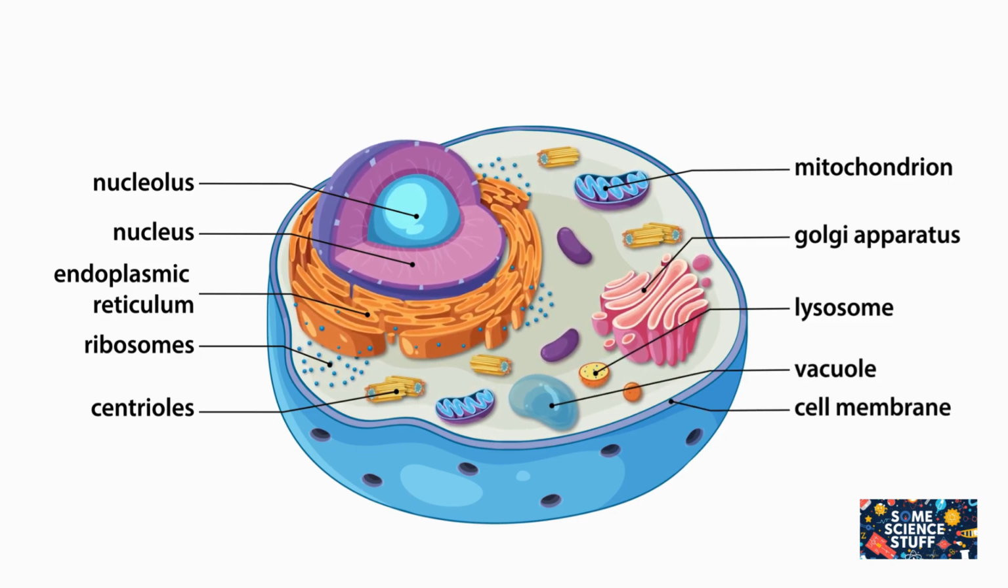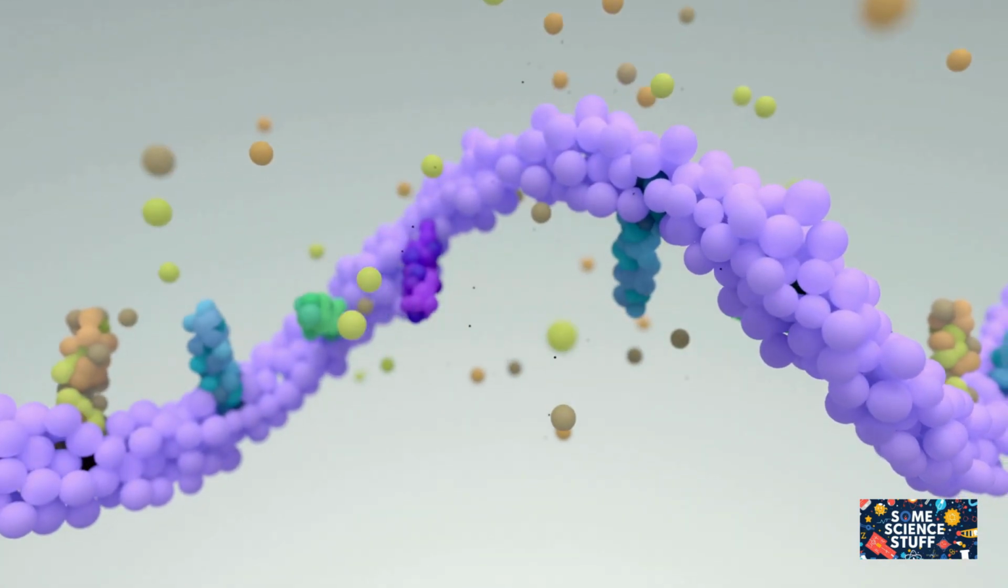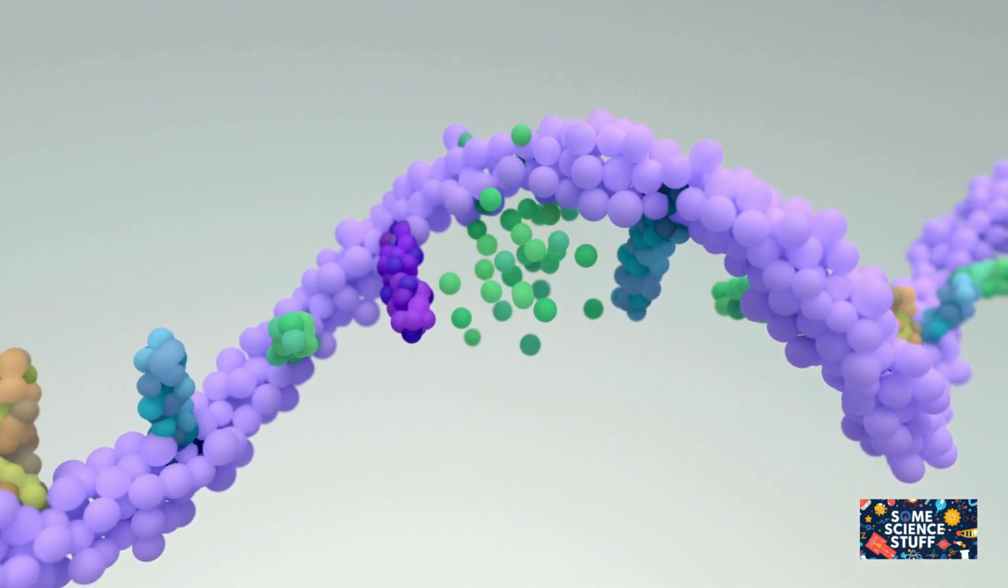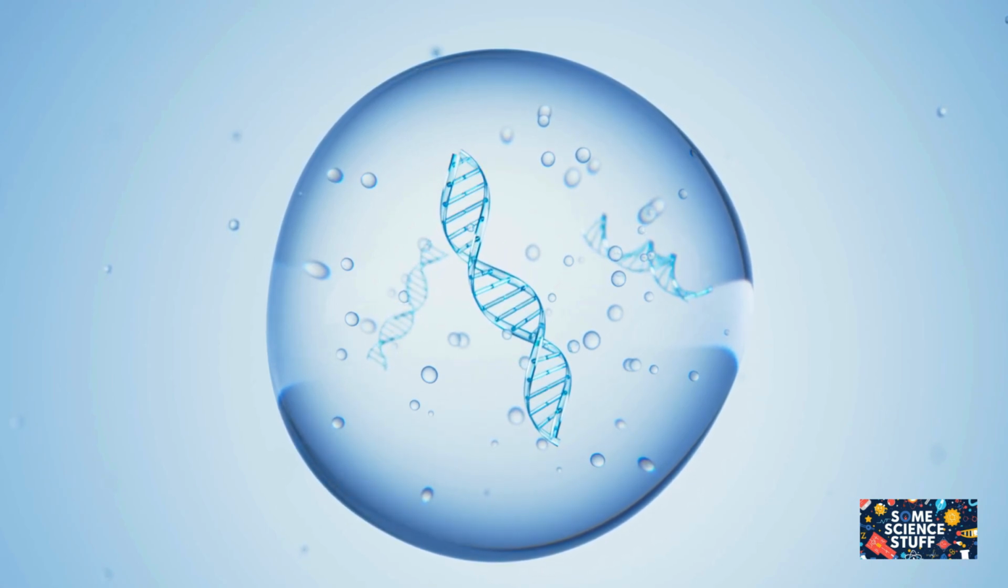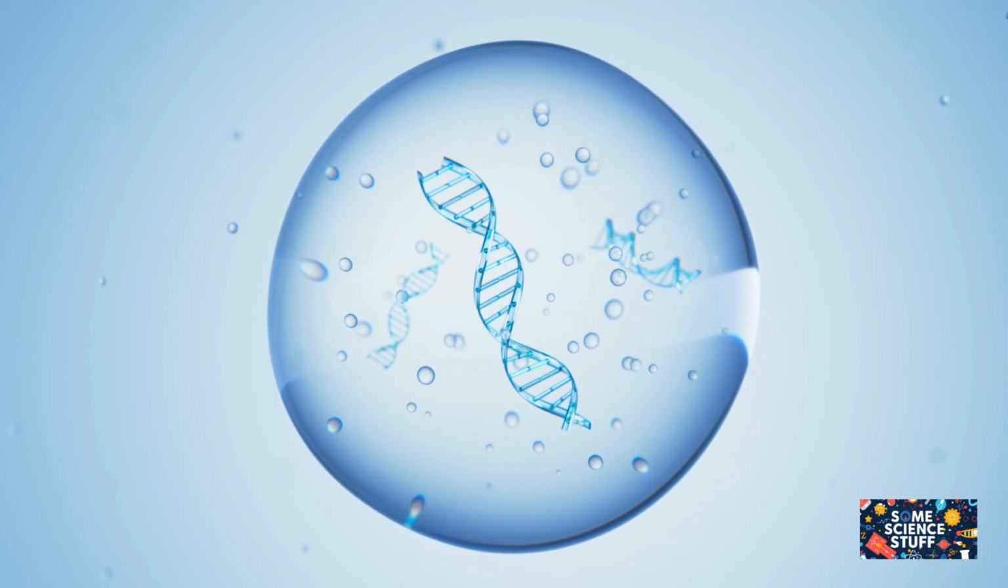We've seen how precisely engineered this cellular city is. But what happens when the genetic blueprint for just one tiny component is flawed? A single faulty protein in a nuclear pore, a missing enzyme in a lysosome? This is the very basis of many genetic diseases, a powerful reminder of how critical every single architectural detail really is.